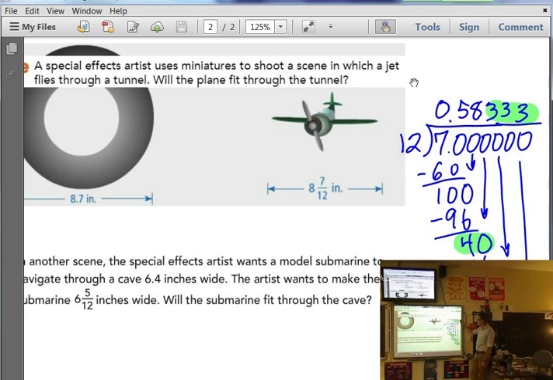It's going to repeat, so knock off the division and just throw your repeating symbol up there. But only these remainders repeat, so only the 3's repeat. Which is bigger, 0.7 or 0.58333? Well, 0.7's bigger, so this plane will fit through just barely.